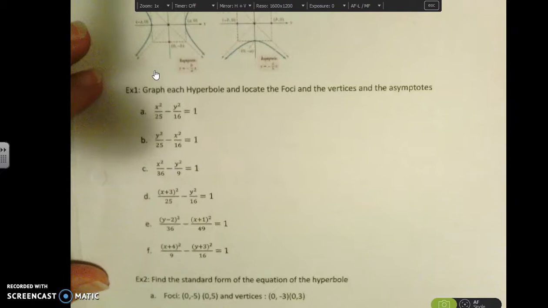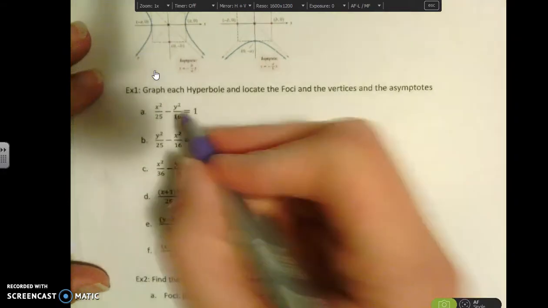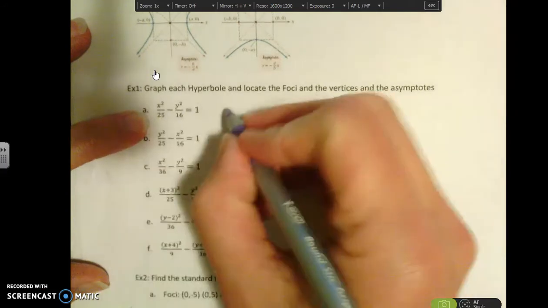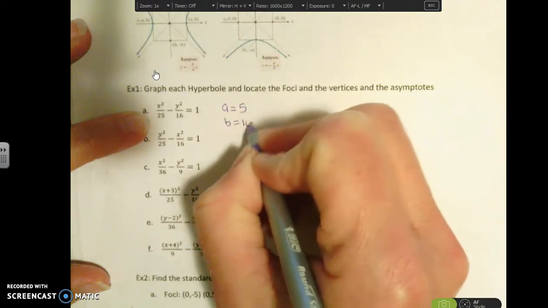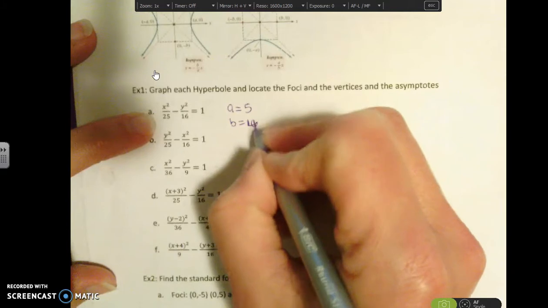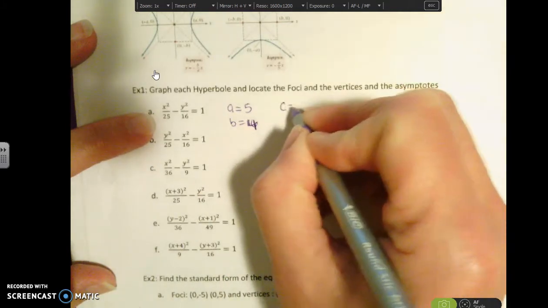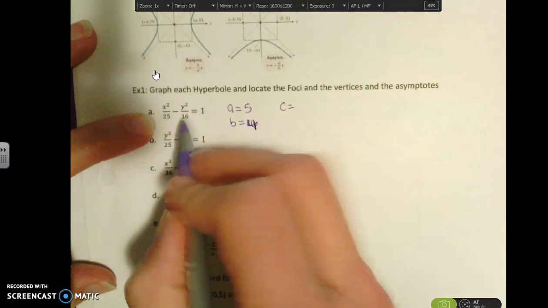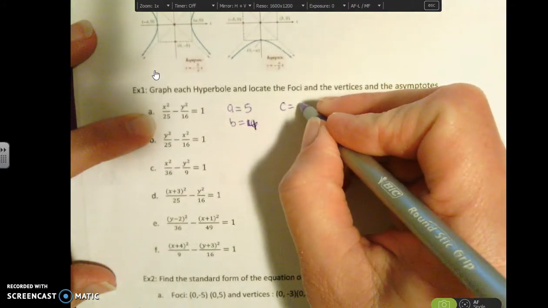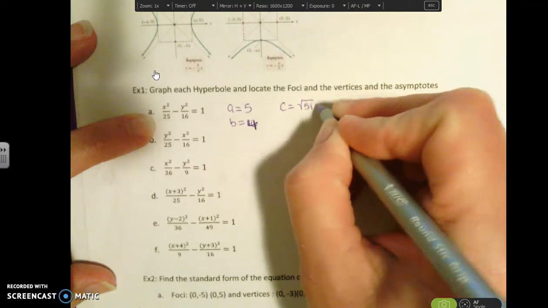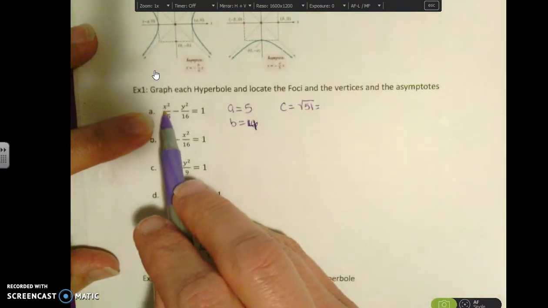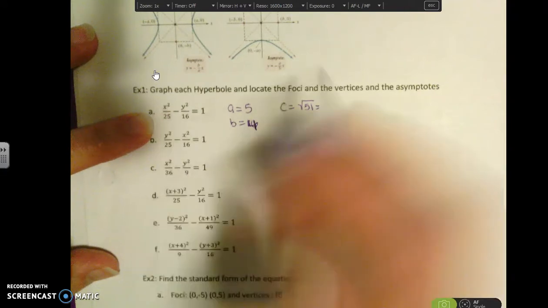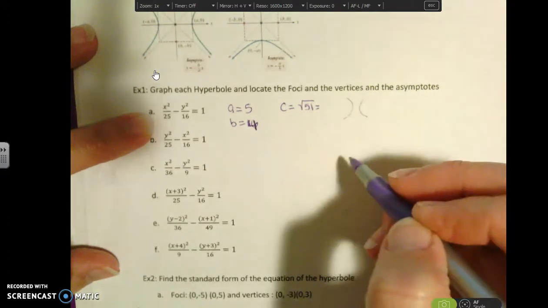Okay, so here we have a few examples. So if you'll notice this, the bigger value is under X, so A is equal to 5 and B is equal to 4. And then C would be a squared plus b squared, so that's going to be 41. So it's the square root of 41. Okay. And since the bigger value is under X, this hyperbola is going to be going left and right.